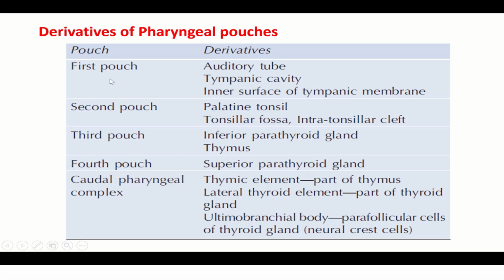So you can see here, from the first pouch: auditory tube, tympanic cavity, inner surface of the tympanic membrane. From the second pouch: palatine tonsil, tonsillar fossa and intratonsillar cleft. From the third pouch: inferior parathyroid gland and thymus. From the fourth pouch: superior parathyroid gland. The caudal pharyngeal complex, formed by the fourth and fifth pouches, has a thymic element, which forms part of the thymus, a lateral thyroid element, which forms part of the thyroid gland, and the ultimobranchial body, which forms parafollicular cells. And otherwise, they say it is neural crest cell migration.